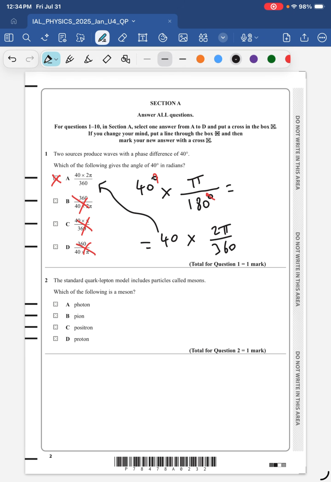Moving on. 2. The standard quark lepton model includes particles called mesons. Which of the following is a meson? Okay, a photon is not a meson, it's a mediator. Okay, a pion is a meson because pions consist of a quark and an anti-quark pair. Okay, the positron is a lepton and the proton is a baryon consisting of 3 quarks. So that's wrong. Again, this is an example of a question in which if you know your physics, you immediately see that photon, positron, and proton are wrong. So you arrive at the correct answer.